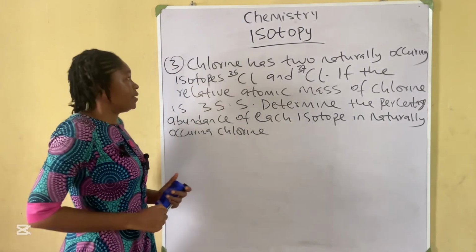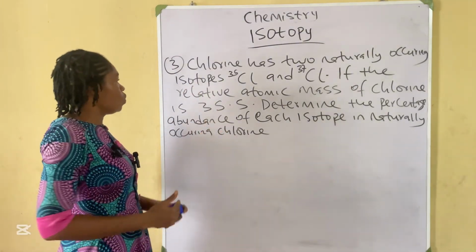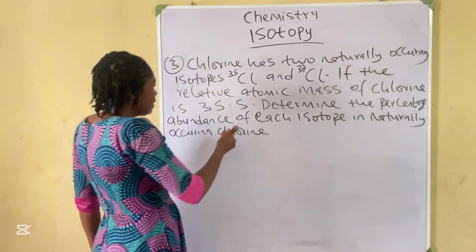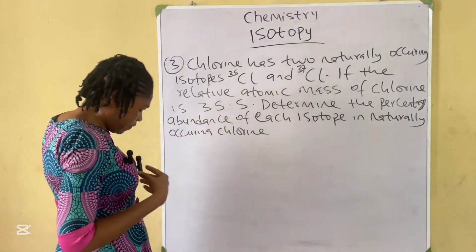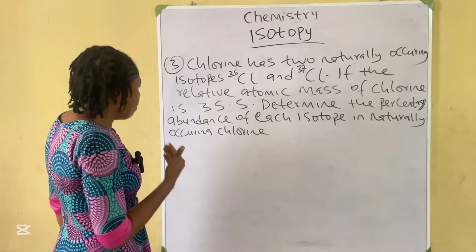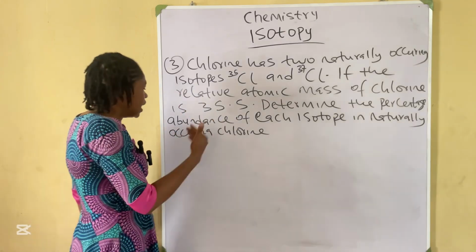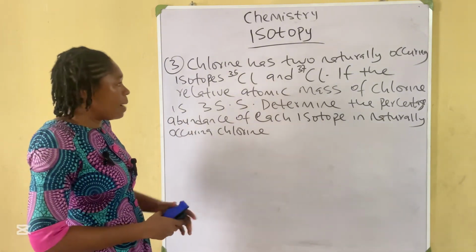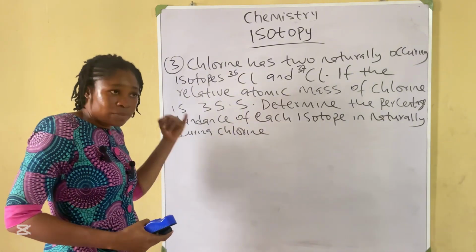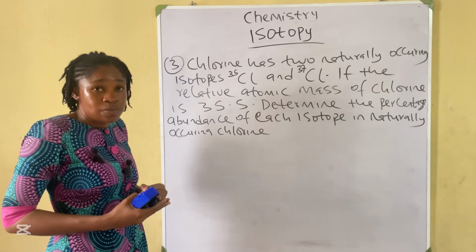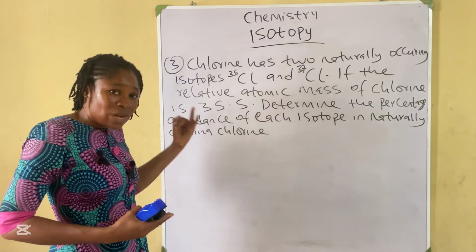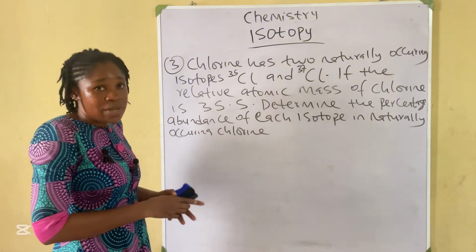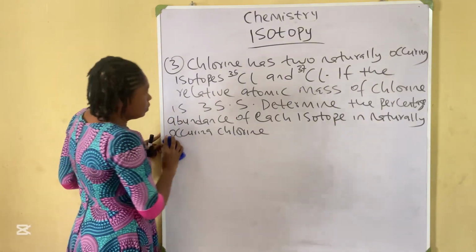Let's look at question number 3. Chlorine has 2 naturally occurring isotopes with mass number 35 and mass number 37. If the relative atomic mass of chlorine is 35.5, determine the percentage abundance of each isotope in naturally occurring chlorine. Here, we are not given the relative abundance as in the first example, nor the ratio of abundance as in the other one. So let me clean this board so that I have a bigger space to work with.